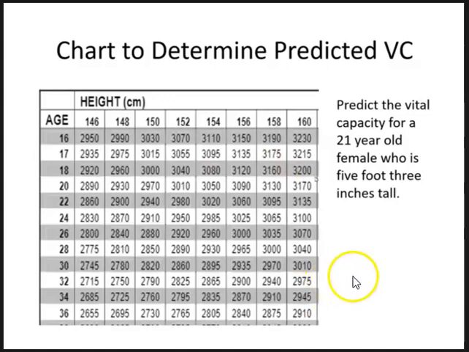So we can write that: her predicted should be 3,152. So 3,152 milliliters is her predicted based on this table.